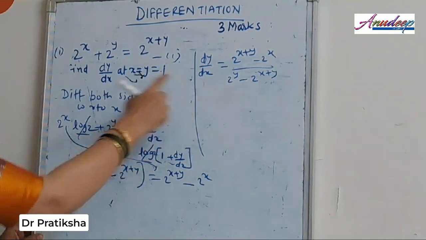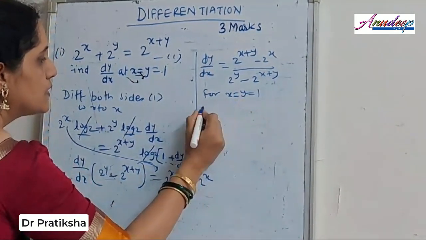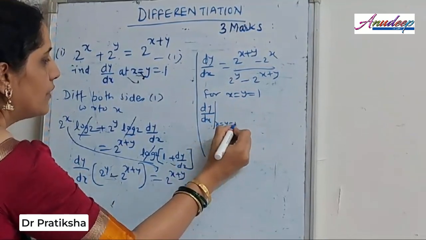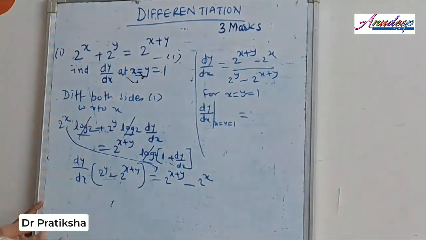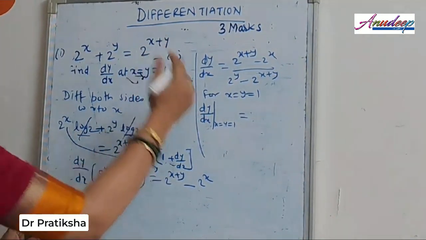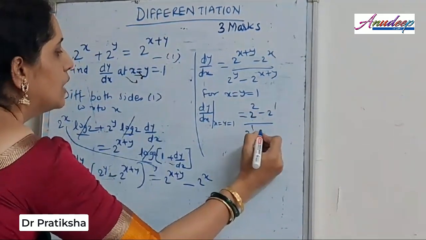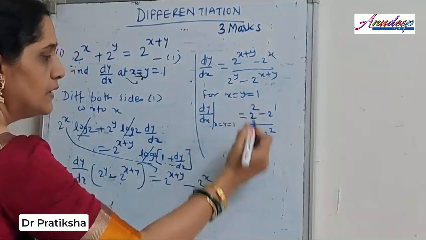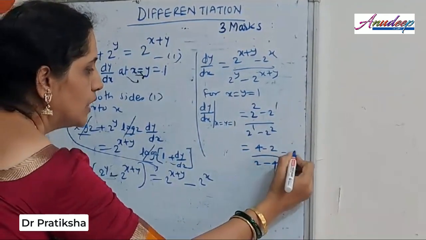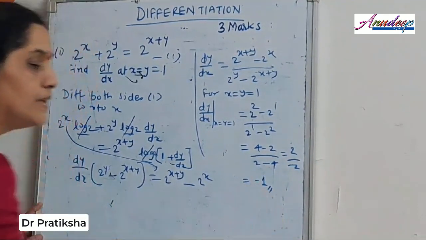Now we need to evaluate this for x equal to y equal to 1. So dy by dx at x equal to y equal to 1 will become, wherever you see the variables x and y on the right hand side, substitute 1. So you get 2 to the power 2 minus 2 to the power 1 upon 2 to the power 1 minus 2 to the power 2. When you simplify, it is 4 minus 2 upon 2 minus 4, which is 2 upon minus 2. So minus 1 is the answer.